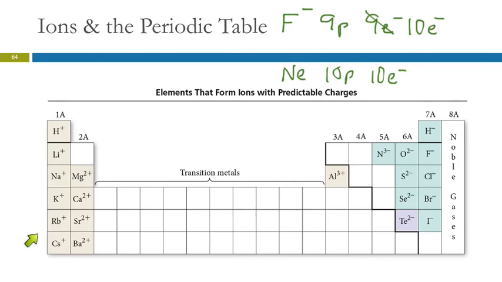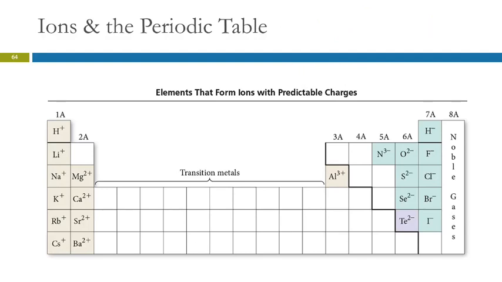So these guys all lose 1 electron. These guys all lose 2 electrons to become like a noble gas. And then in group 3A, aluminum is a metal, and aluminum will do the same thing. Aluminum will lose 3 electrons and form a 3 plus ion. There's a couple in here that are not listed, and I'm not really sure why.